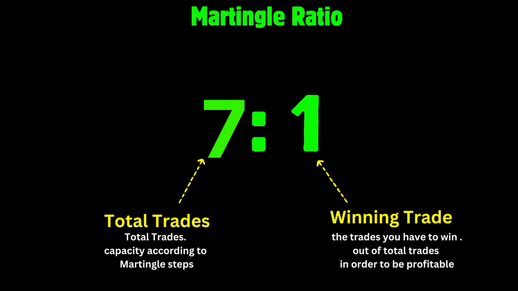If you have the possibility and enough funds, then you can also maintain a martingale ratio of 8:1, meaning you will take a total of 8 trades and you just have to win only one. And with a big martingale ratio, you will make very small profit, but you will make it very consistently.